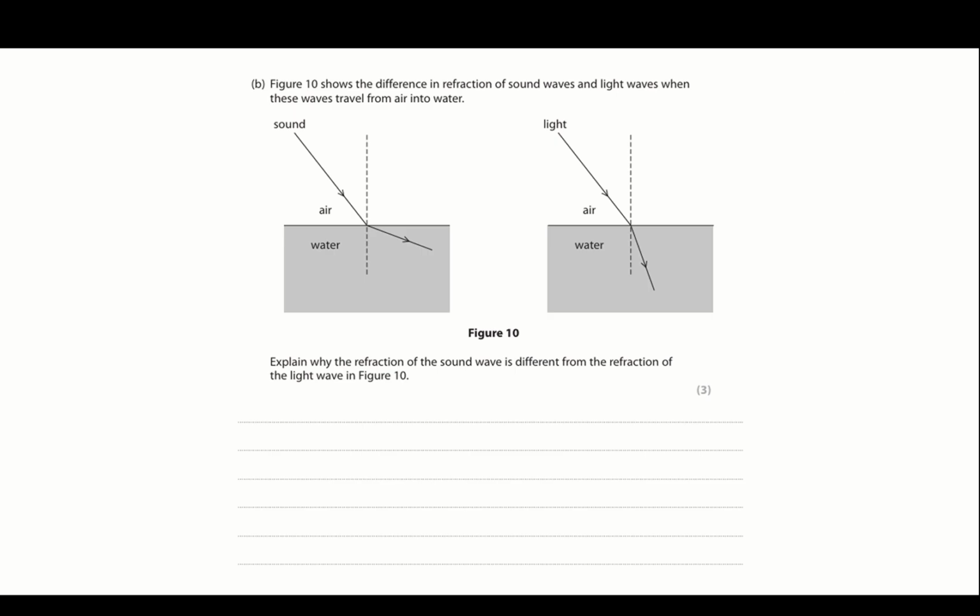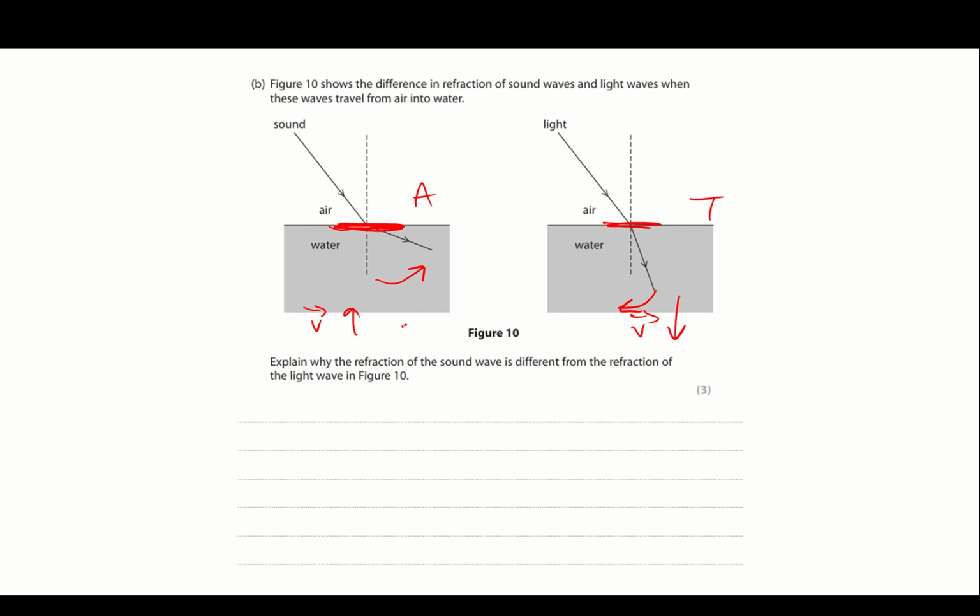Next one, figure 10 shows the difference in refraction of sound and light. So we can see sound when it goes into water goes away from the normal. Light goes towards the normal. The basic idea is we've got a difference in densities. Sound, its speed increases because it's easier to transfer its longitudinal wave because the particles are closer. And light, its velocity decreases. And then we've got it. So this one's going away from the normal, that one's going towards.